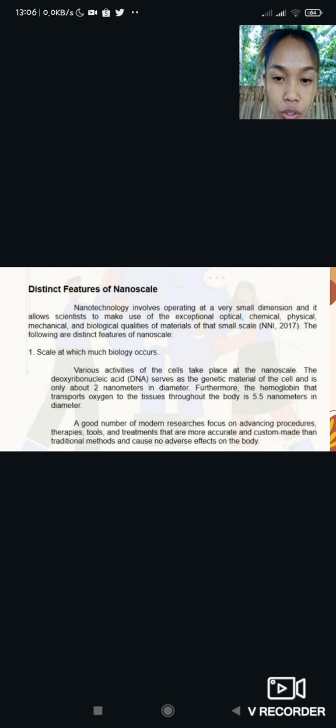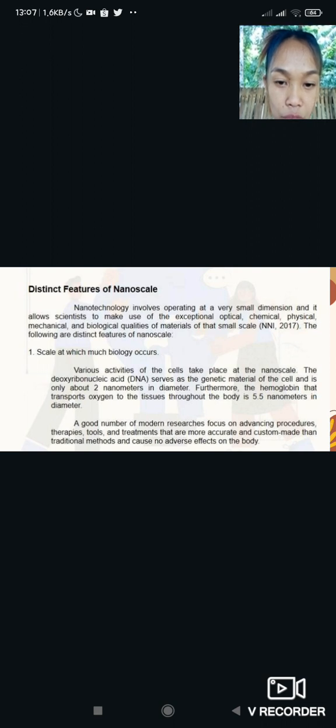First, the nanoscale is where much of biology occurs. Various activities of the cells take place at the nanoscale. The deoxyribonucleic acid, or DNA, serves as the genetic material of the cell, and it is only about 2 nanometers in diameter. Furthermore, the hemoglobin that transports oxygen to the tissues throughout the body is 5.5 nanometers in diameter.